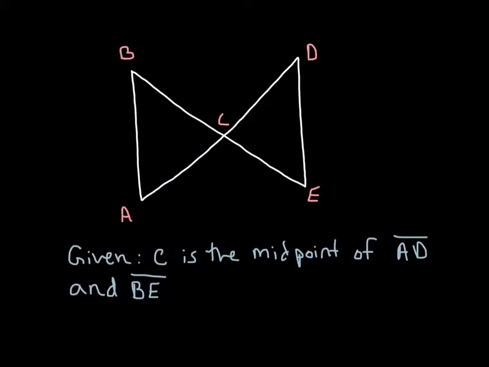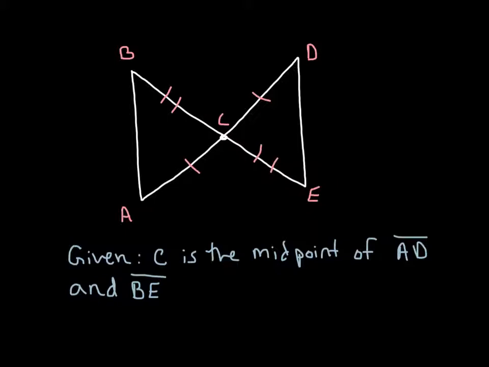This one's interesting. They give us a little bit of different information. They tell us in this case, it's given that C is the midpoint of AD and BE. Based off the definition of a midpoint, if C is the midpoint of AD, then AC must be equivalent to CD. And if it's the midpoint of BE, then BC must be equivalent to CE. So you can see clearly now that there are two corresponding sides in common between these triangles. But we need something more than that.